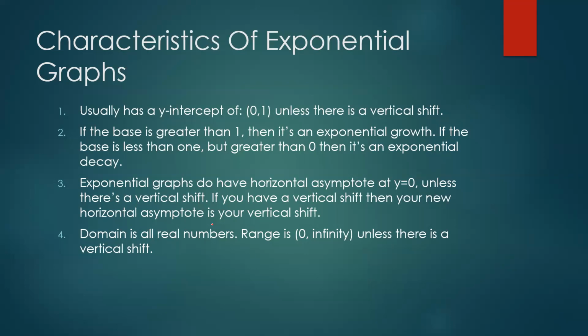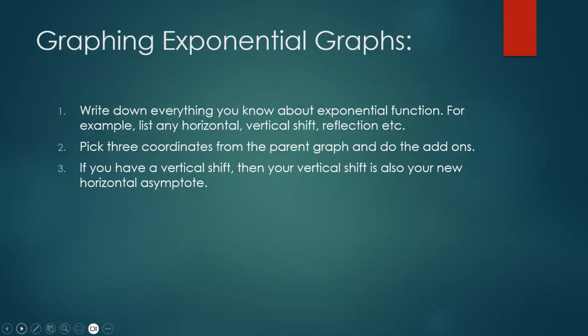Okay, so you know the characteristics of an exponential. You know what it kind of looks like. How do you graph exponential graphs? Just like the previous graphs, linear and quadratics, we wrote everything we knew about the graphs. So just like that, you write everything that you know about exponential graphs. For example, any horizontal, vertical, reflection, shifts, etc. Then what I would do is pick 3 coordinates from the parent graph and do the add-ons. And I will explain. And then if you have a vertical shift, then your vertical shift is also your new horizontal asymptote. That sounds confusing, but I will do an example.